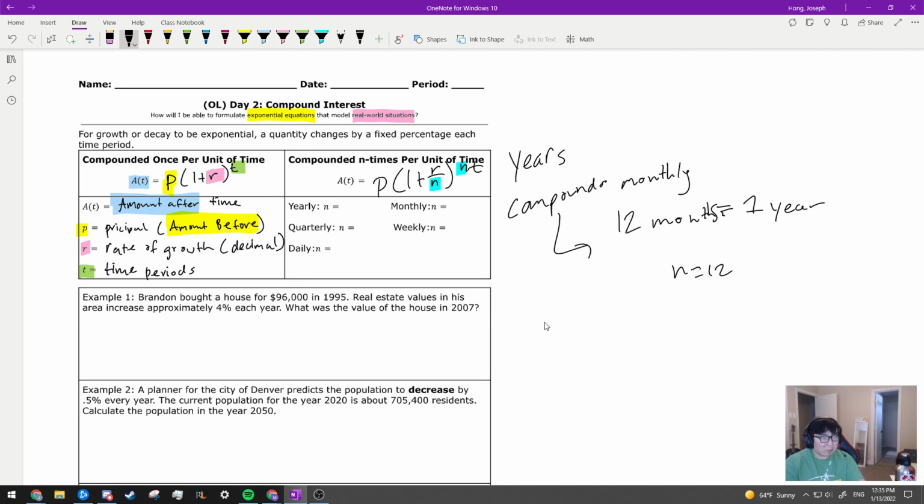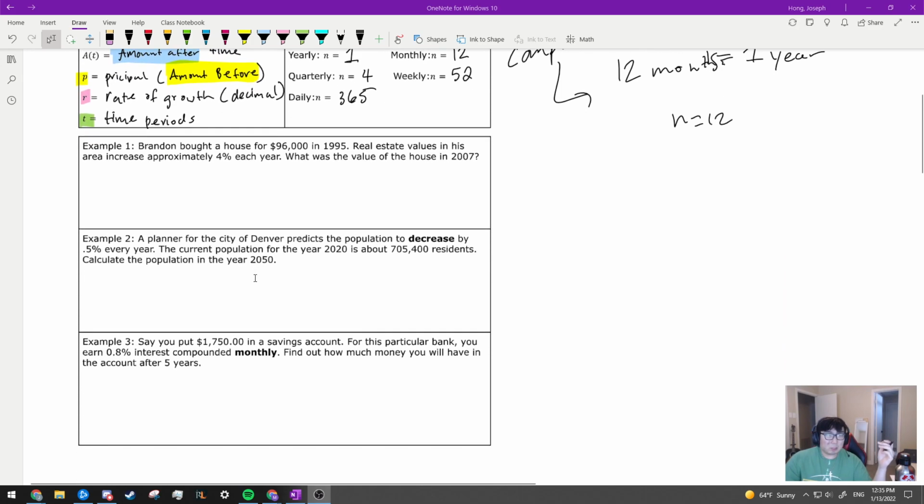Yearly, n is going to be 1 because there's 1 year in a year. There's 12 months in a year. There's 4 quarters in a year, which is split off by seasons, such as winter, summer, fall, spring. Not in order, but you know what I mean. Weekly, there's 52 weeks in a year, and daily, of course, there's 365 days in a year. So lots of general, very basic information, and just so that I don't make the video too long because it's already been 5 minutes, let's try these examples.